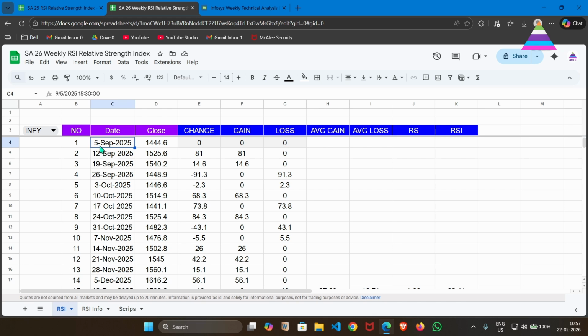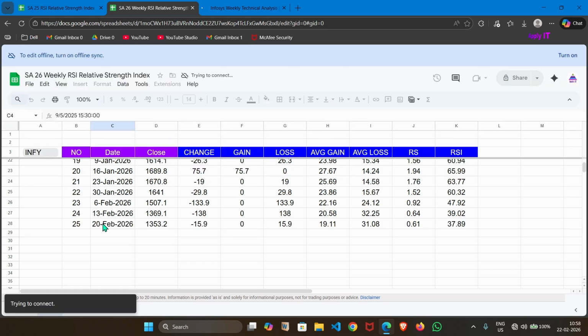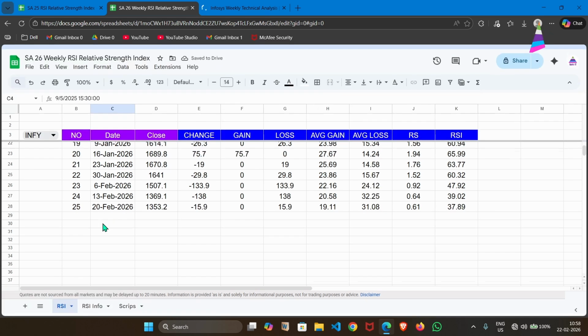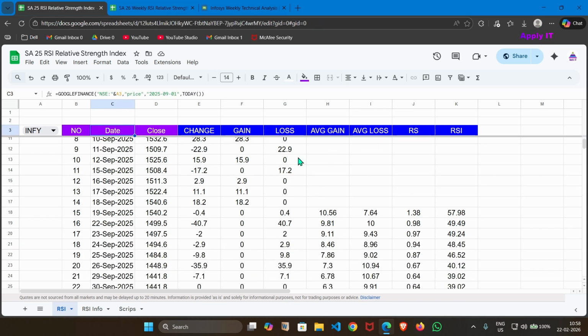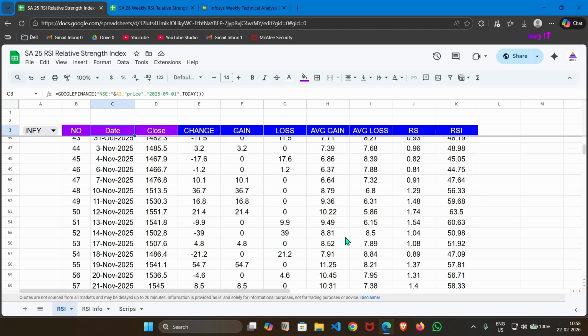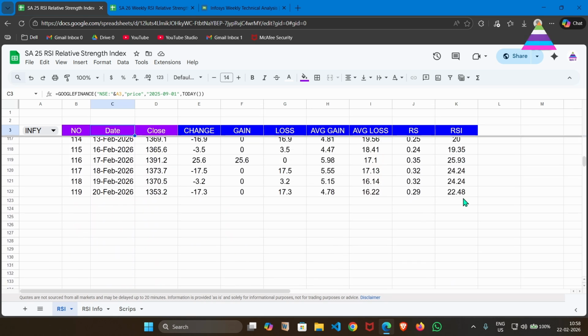So you can see here 5th September, then 12th September, 19th September, and for recent time, we see 20th February as closing day. We find weekly RSI for Infosys here as 37.89. And earlier we learned calculating daily RSI, which is coming on today's date as 22.48.